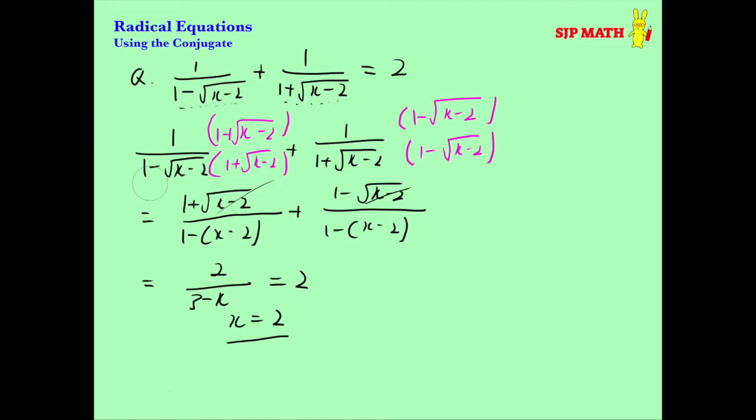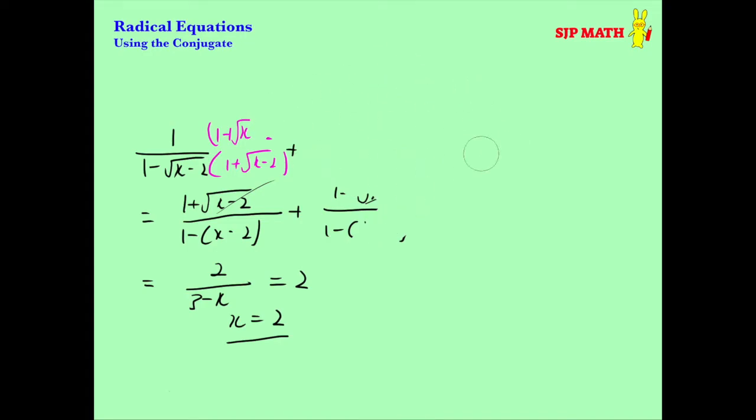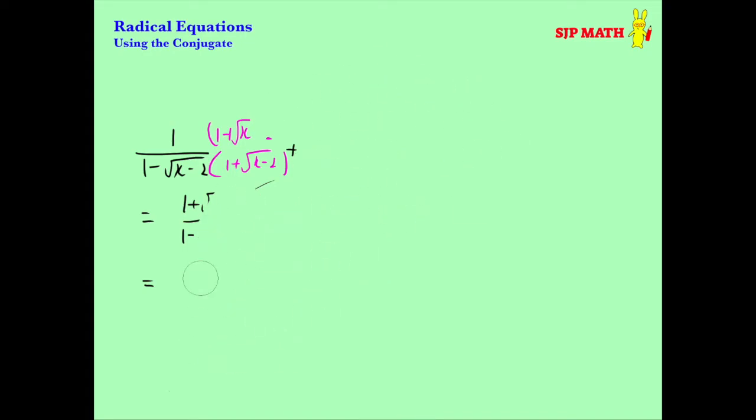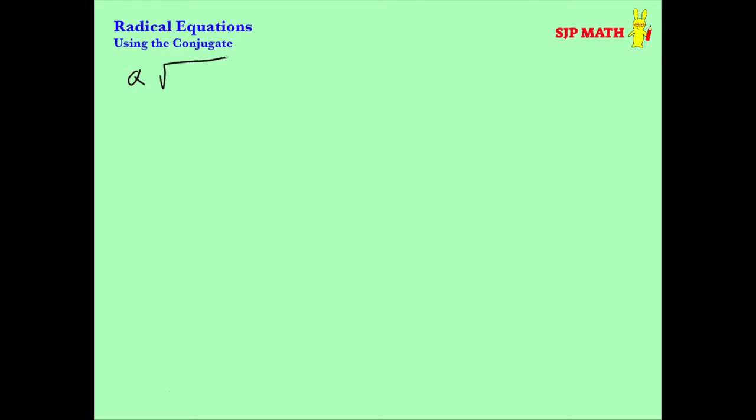And then we're going to look at a second problem, which is a bit more interesting than this one. So the problem says: solve for x if the square root of 3x plus 1 minus the square root of x plus 4 is equal to 7.